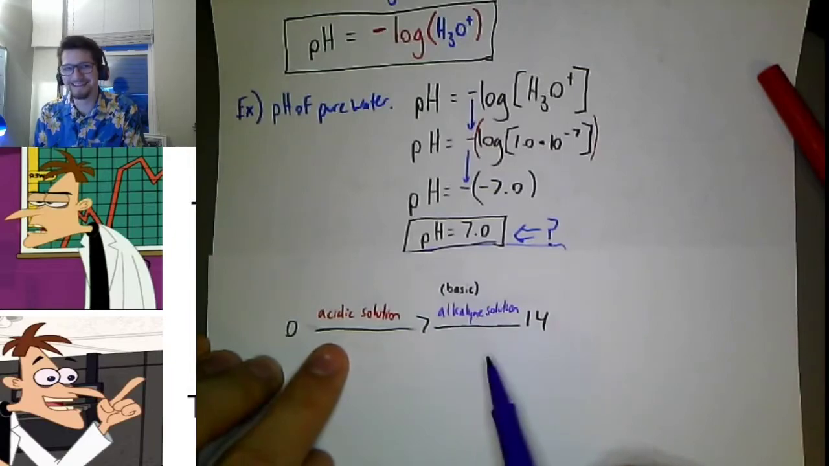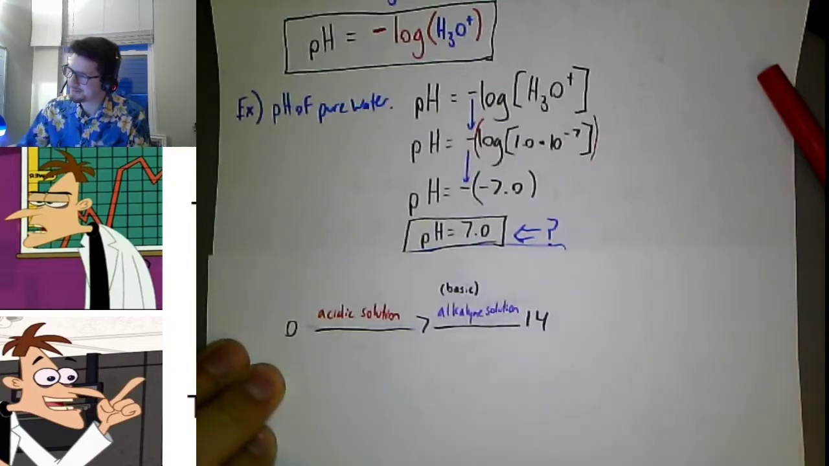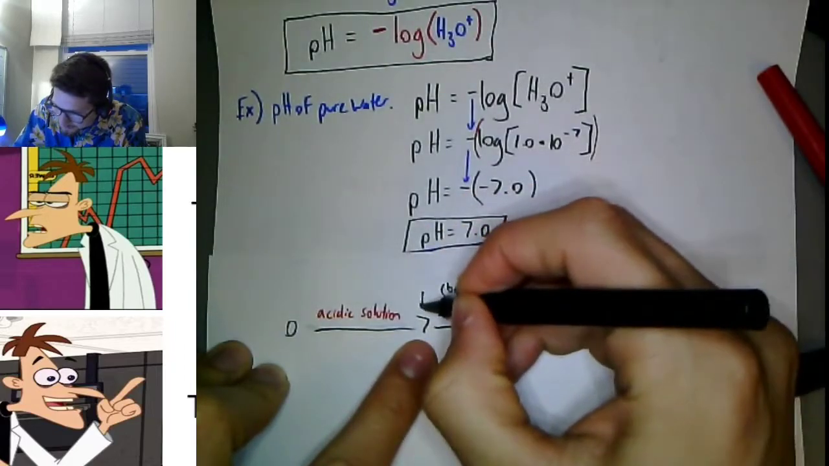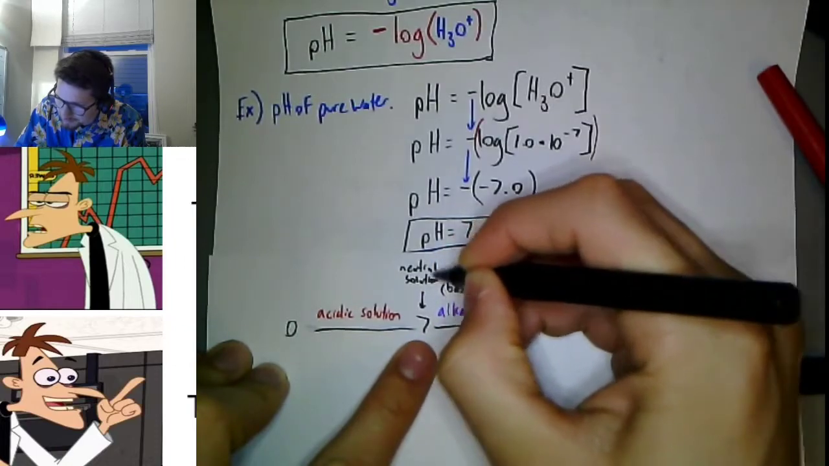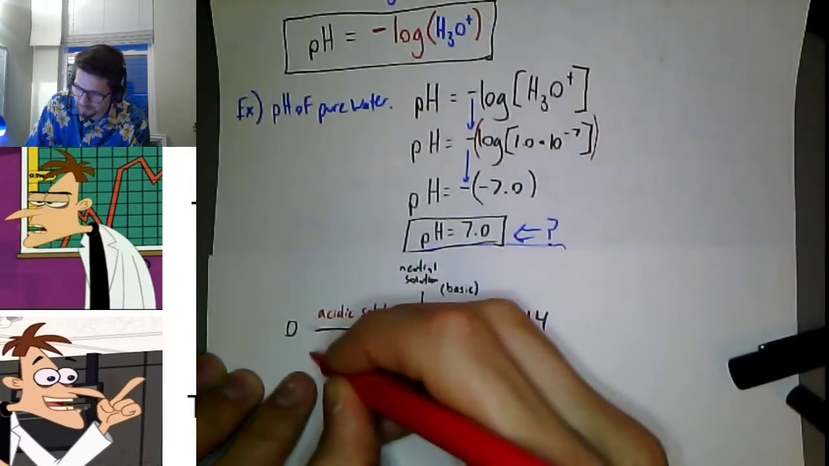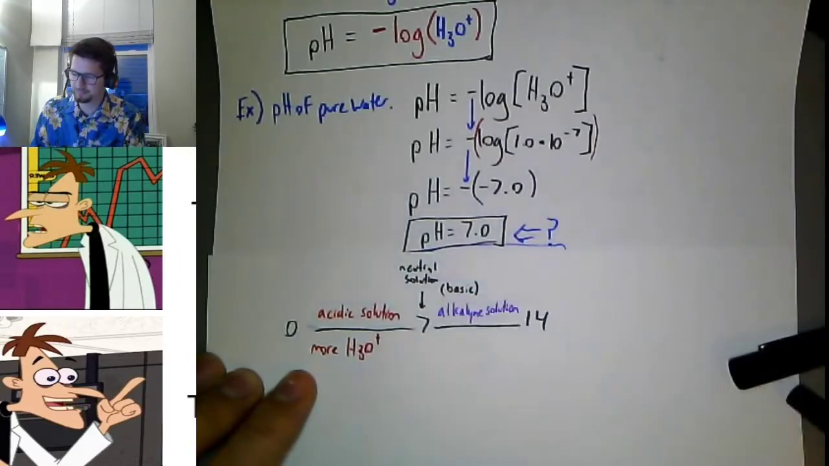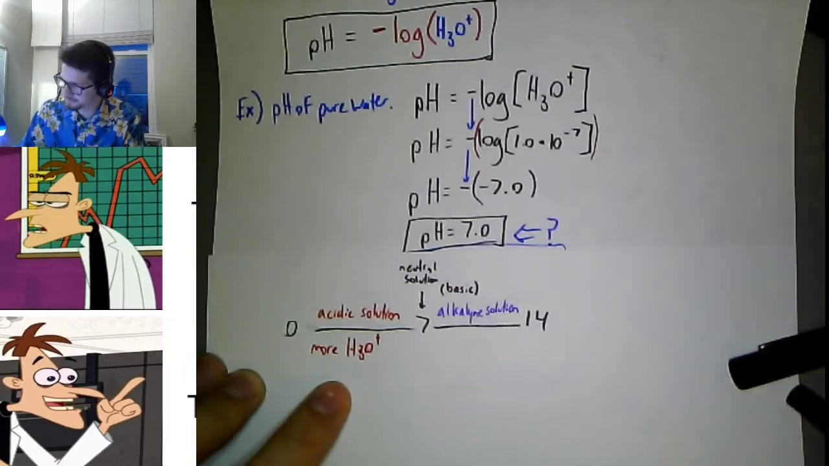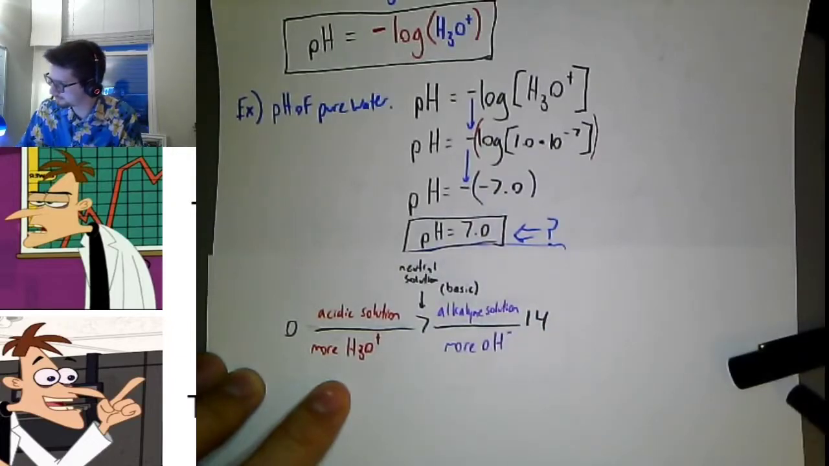What does that mean? I got pH equals 7. Yay! What does that mean? Well, first off, if you have a 7, that means you have a neutral solution. That means it's not acidic or alkaline. But what acidic really means is more H3O plus. And what alkaline really means is more OH minus. That's what these are really saying.